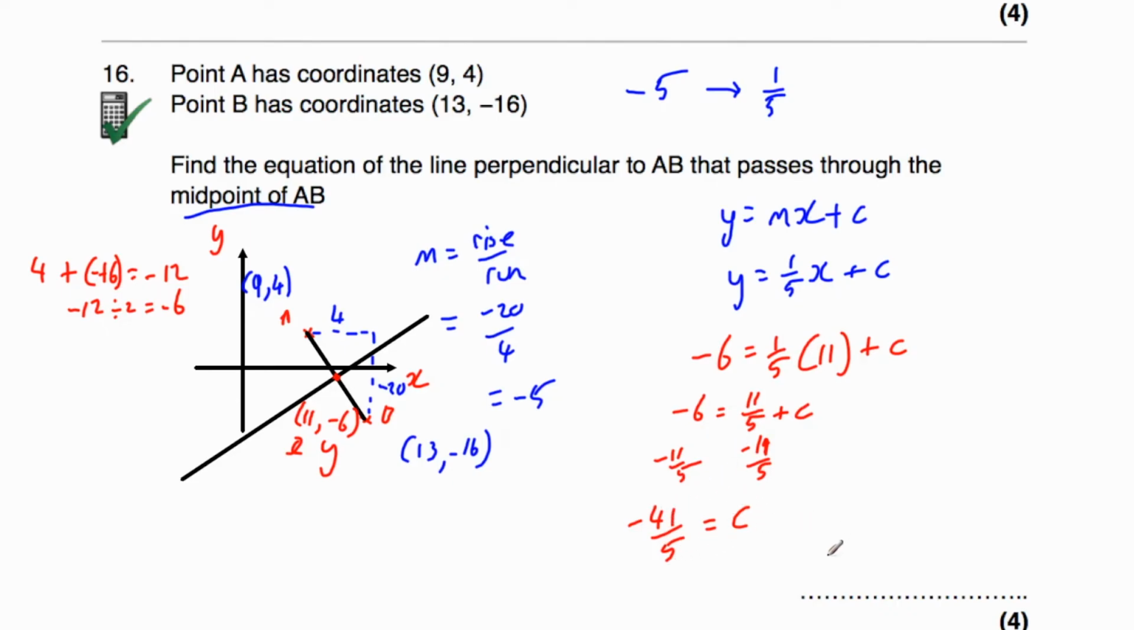And that means we've got our equation. If we put that back in, we would have y equals a fifth x, and then we've got our c, which is then -41 fifths. And that's it. So our answer would be y equals a fifth x minus 41 over 5. And that's it. Okay, let's have a look at question number 17.